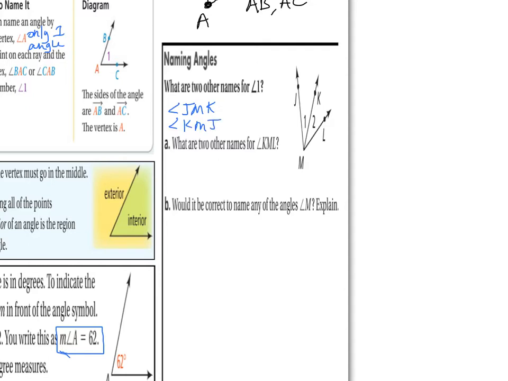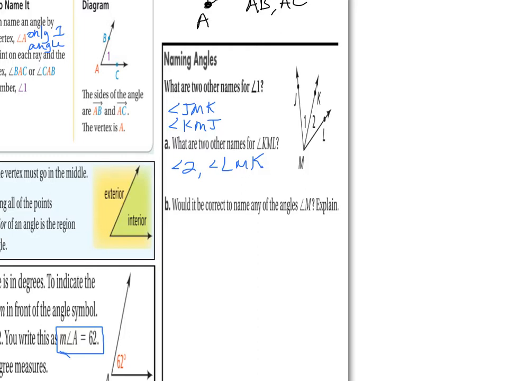Again, as you look at this, the vertex is M. That has to be in the middle. If I go J to M to K, there's my angle. Or if I go from K to M to J, there's angle 1. What are two other names for angle KML? KML is the right angle. Again, I cannot name this with one letter because there are two angles here. Well, I have a number there, so I can name it angle 2. And I can also name it angle LMK. Again, the vertex is M, so it must be in the middle.